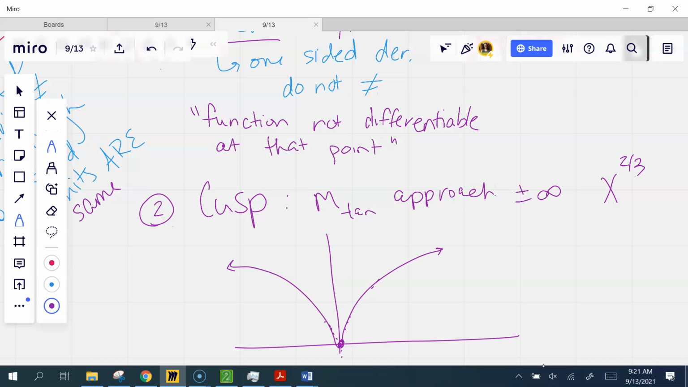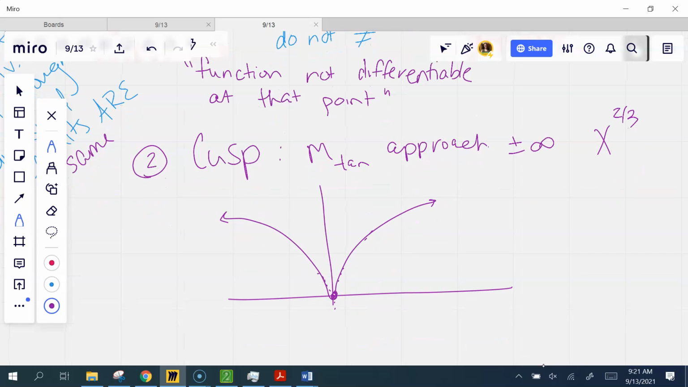But that's what we call a cusp. What is? Say that again? Well, so this side is going towards negative infinity, and this one's going towards positive infinity. The slopes are going towards infinities. Mm-hmm. Yeah.